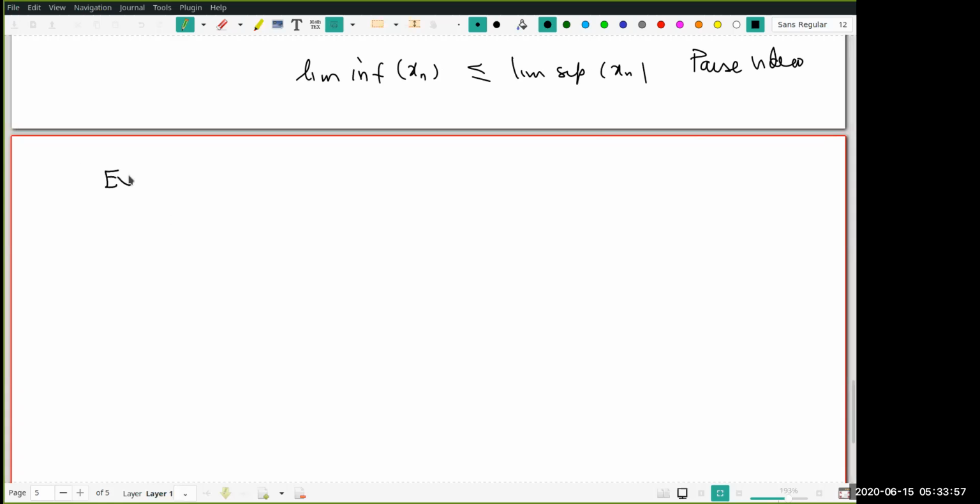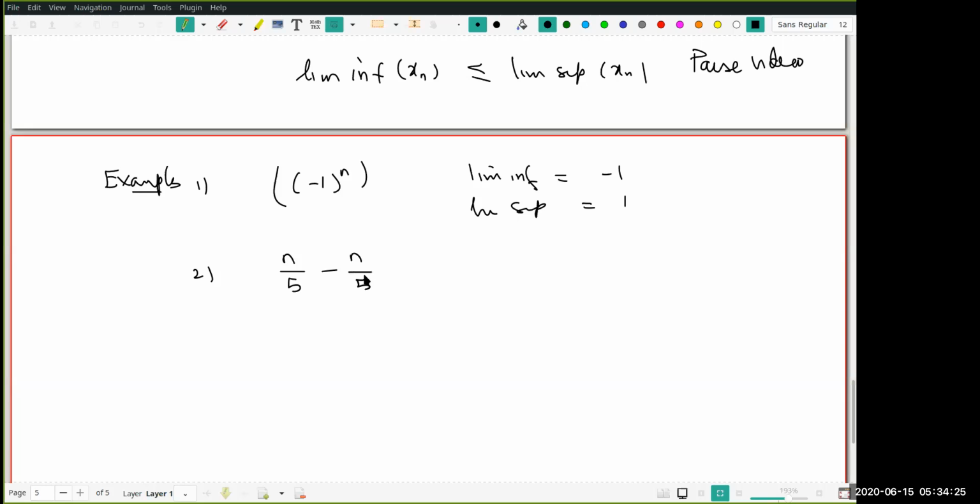So let us go back to our examples. In the case of minus 1 to the power n, we know lim inf is minus 1 and lim sup is plus 1, because Sn is a constant sequence minus 1, and Tn is a constant sequence plus 1. And in the case of n by 5 minus floor of n by 5, we know lim inf is 0 and lim sup is 4 by 5.